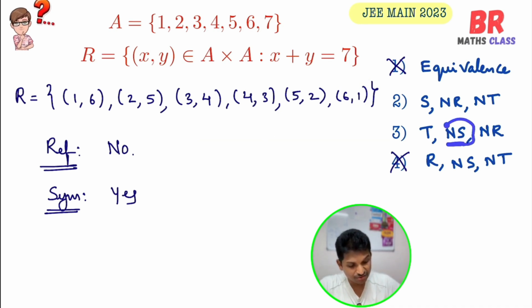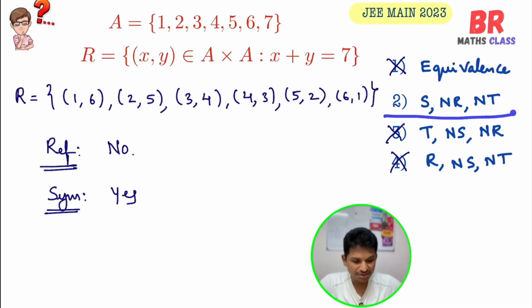You see, they given it is not symmetric. Actually it is symmetric, right? So we can strike off this. Now you see, without checking transitivity, we can easily say only one option is remaining, right? So this relation is symmetric, not reflexive, not transitive.